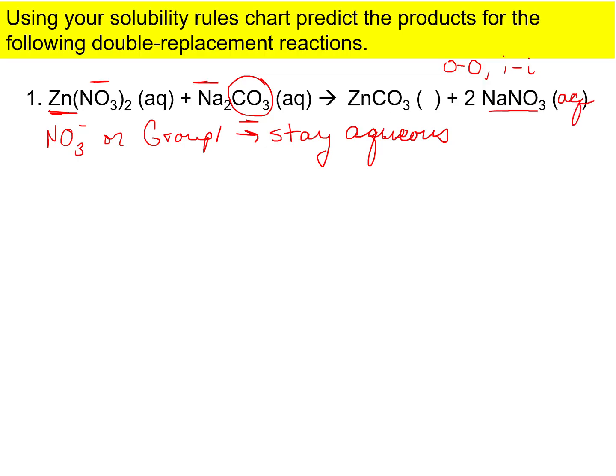Oh, and I should probably erase that because it's going to write over it. The other one does not have that situation. It's got zinc and carbonate. Those weren't anywhere in that yellow box. So that means that zinc carbonate is going to precipitate as a solid.